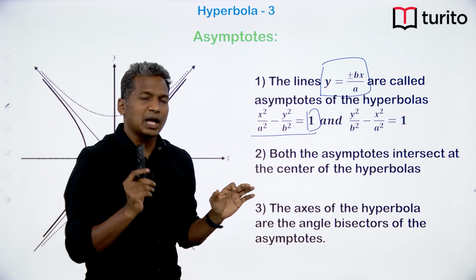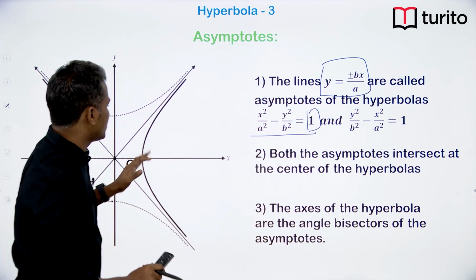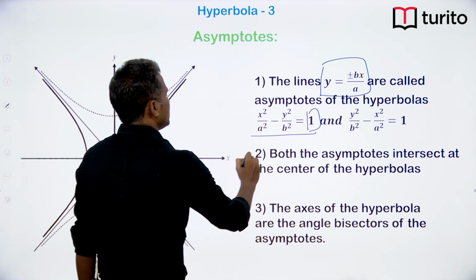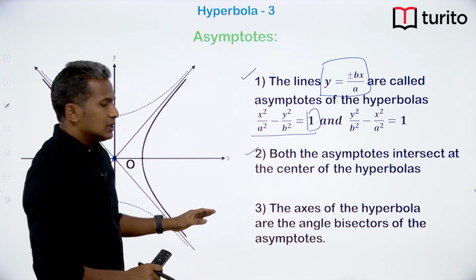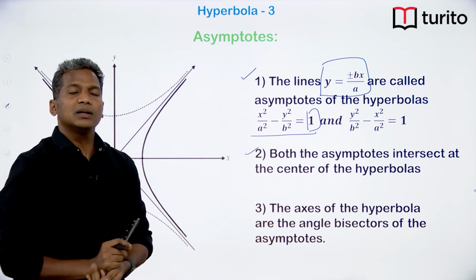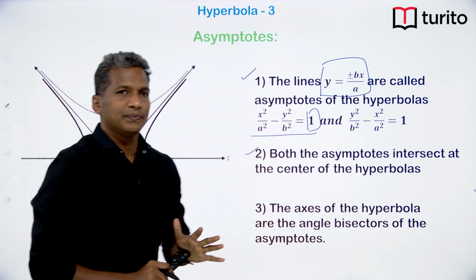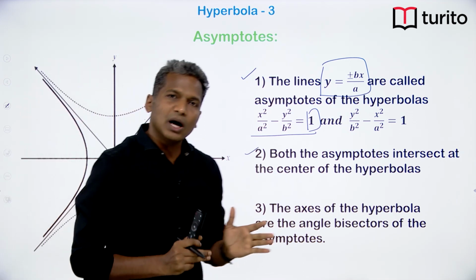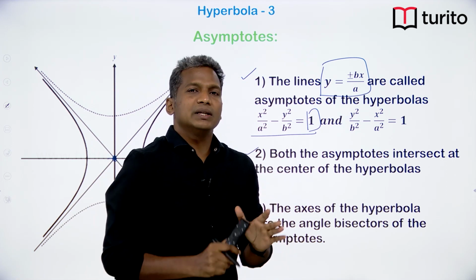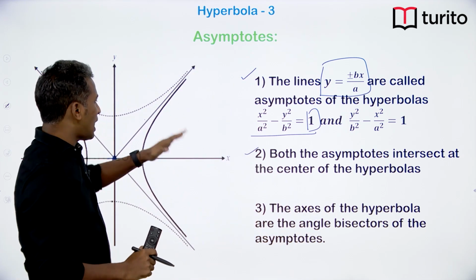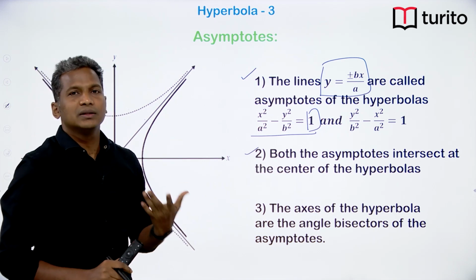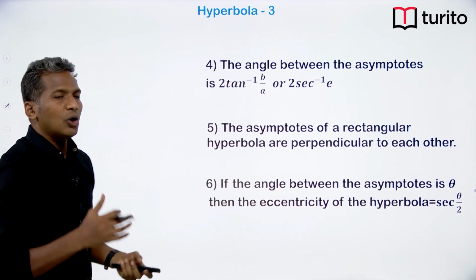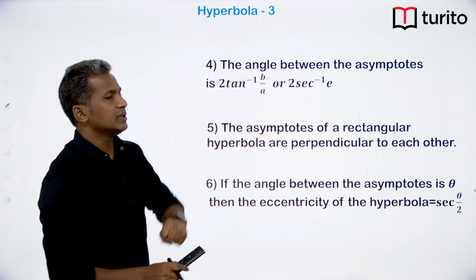We have also understood that because the diagram is symmetric, both asymptotes must intersect at the center of the hyperbola. That is our second point. Now, the third point: the axes of the hyperbola are the angle bisectors of the asymptotes, because these bisectors are symmetrically placed and the hyperbola is also a symmetric diagram. So, the transverse axis and the conjugate axis are the angular bisectors of the asymptotes. Also, using the diagram or otherwise, we can find the angle between the asymptotes.